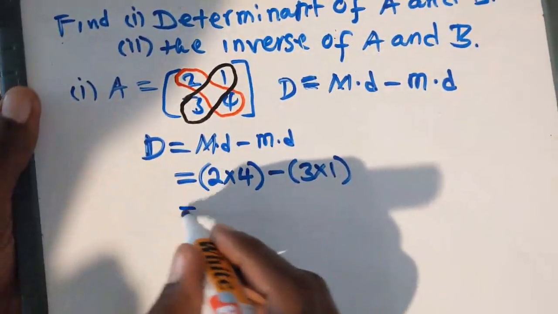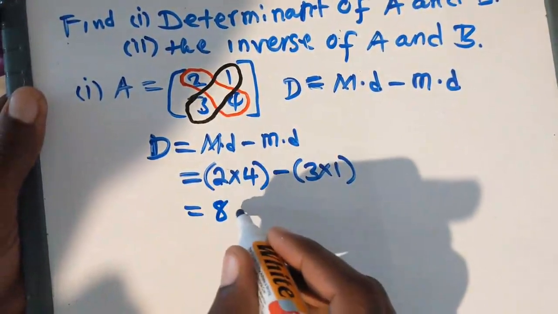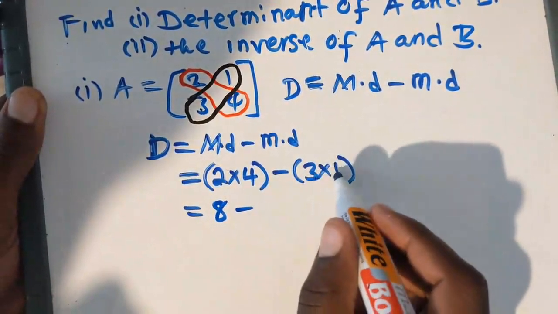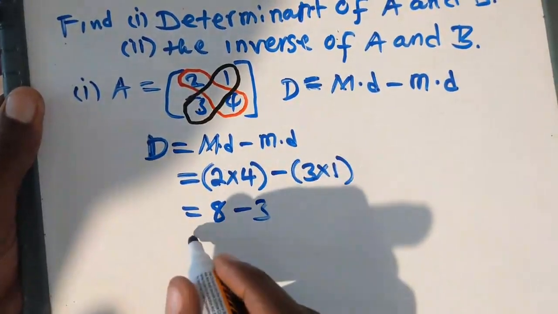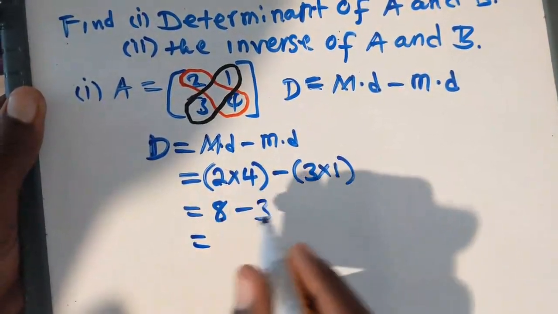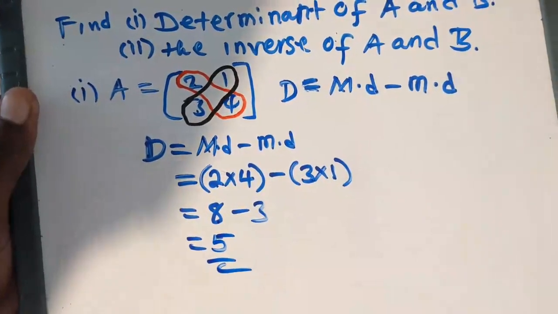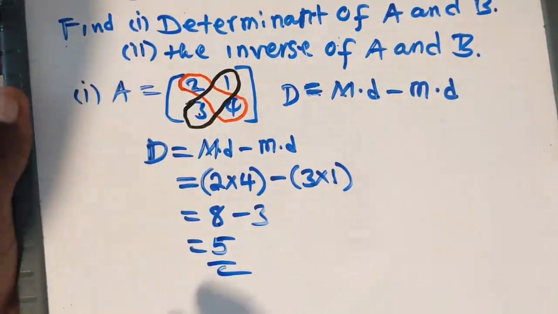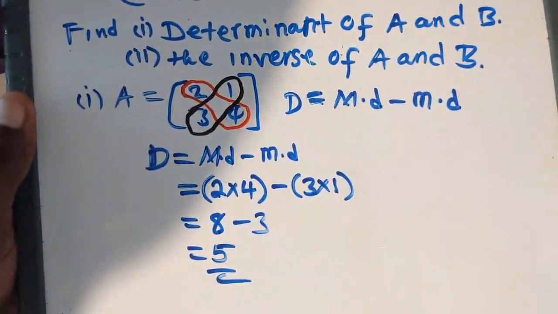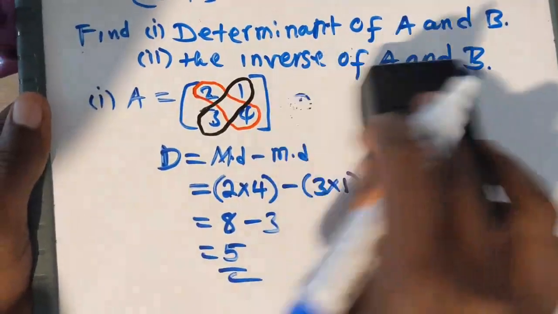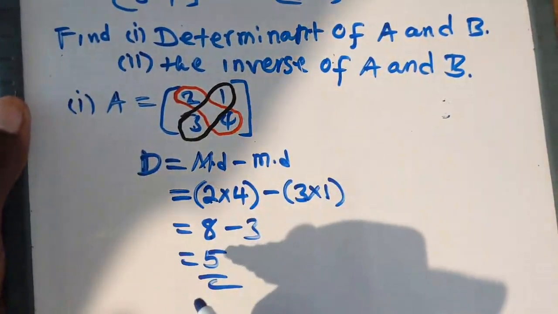So from here you just do 2 times 4, that is 8. Then the minus there, 3 times 1, that is 3. So what is 8 minus 3? That is 5. Meaning the determinant of A is 5. As simple as that. That is how you find the determinant. So the determinant of A is 5.